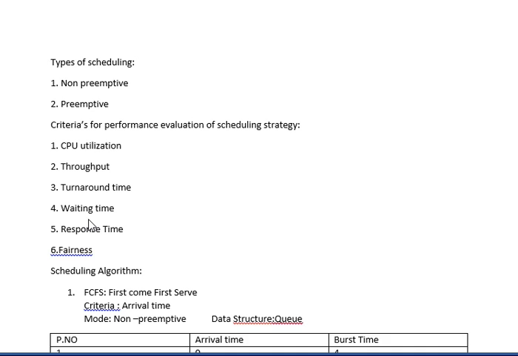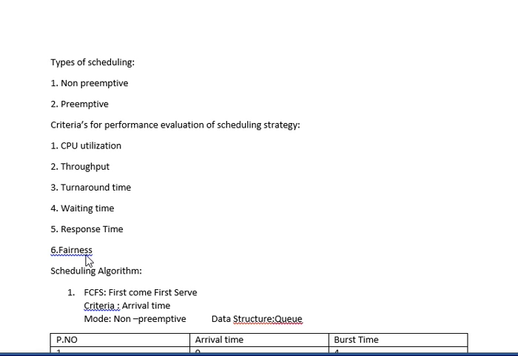Fourth is waiting time. A process waits in the ready queue to get the CPU, so it's the total sum of times spent in the ready queue by a process. Then response time, which is the time from submission till the first response is produced. And finally we have fairness, that is every process should get a fair share of CPU time. So these are the criteria based on which we'll be solving our problems as well.